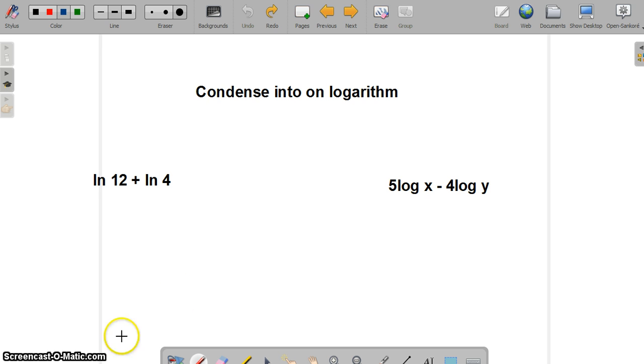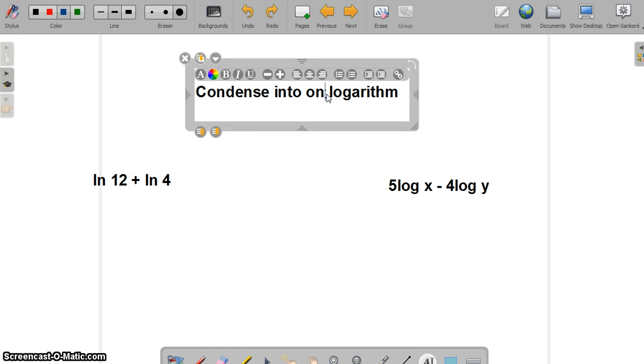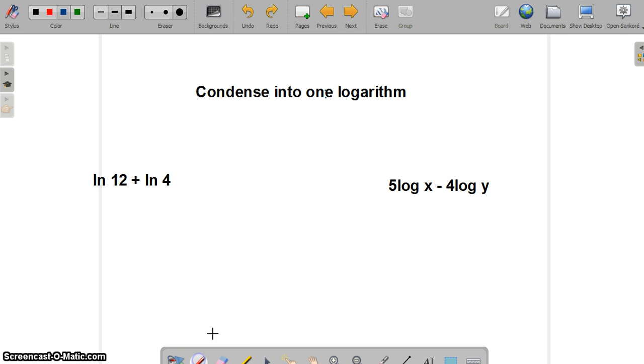One more thing. We've got condensing into 1 logarithm. This should say 1 logarithm. Sorry about that. I'll fix it. Okay, 1 logarithm. So we've got 2 logarithms here. So this one's actually pretty straightforward. We're adding a logarithm to another logarithm, same base. So you can pull that into one log and say that's the same as the log of 12 times 4, which is the log of 48. So that's condensing, pulling it into one log, okay?